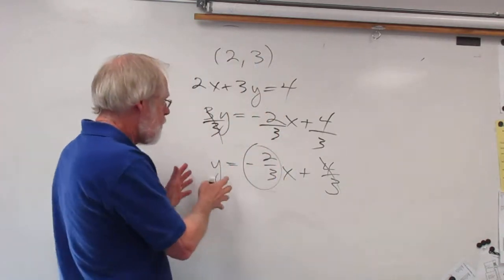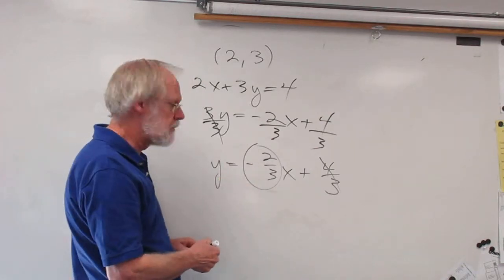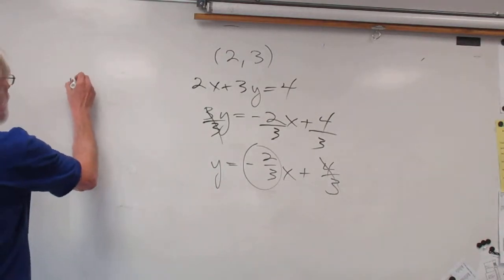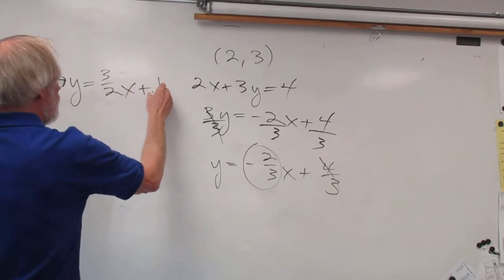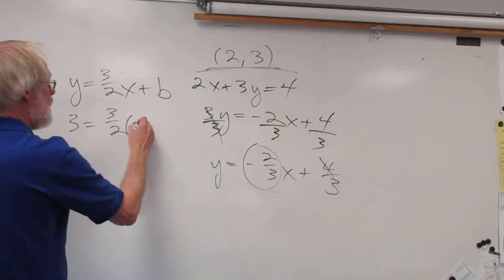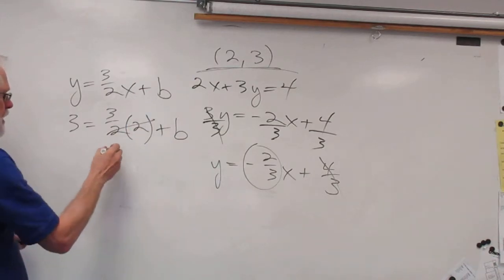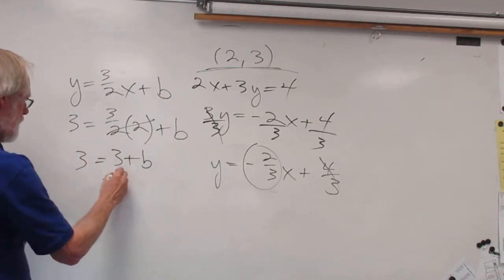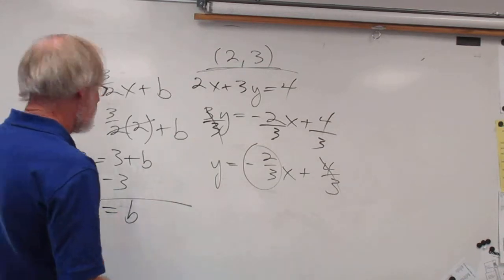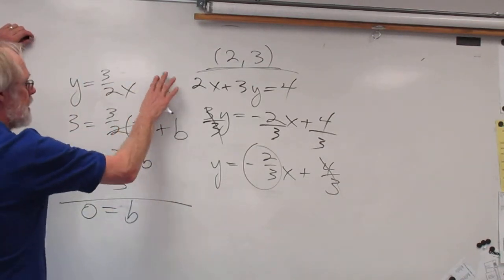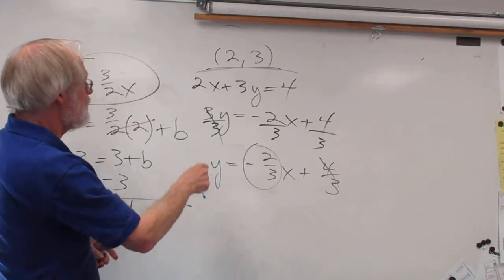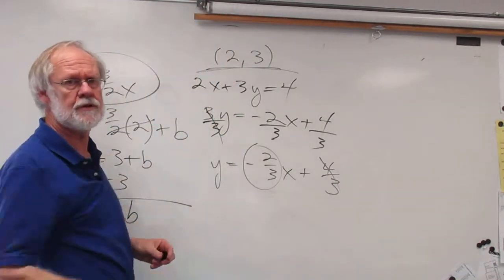Now, if I want my line to be perpendicular, I have to have the opposite reciprocal slope, which is positive 3/2. So I now want to have a line y equals 3/2 x plus b, and I want it to go through this point. So 3 equals 3/2 times 2 plus b. Those cancel. This becomes 3 plus b equals 3, so b equals 0. Therefore, my equation is going to be y equals 3/2 x plus 0, or just y equals 3/2 x. That's the equation for a line that is perpendicular to the given line and goes through the point 2, 3.